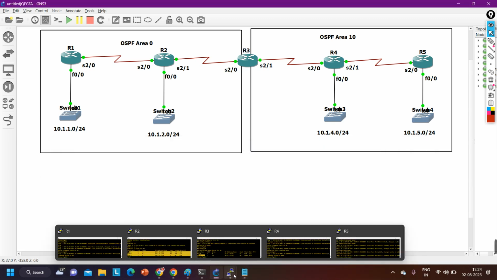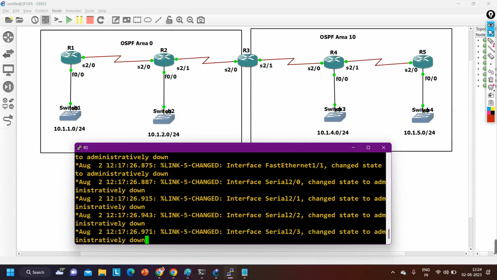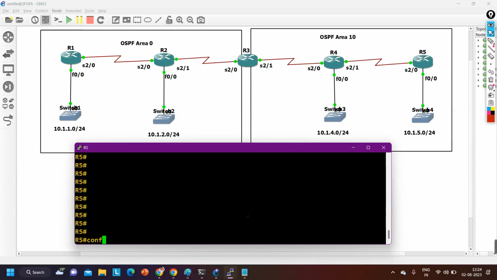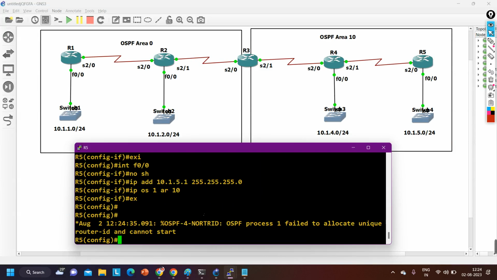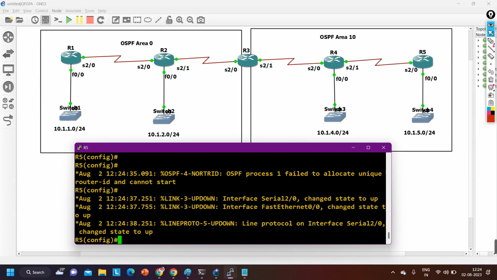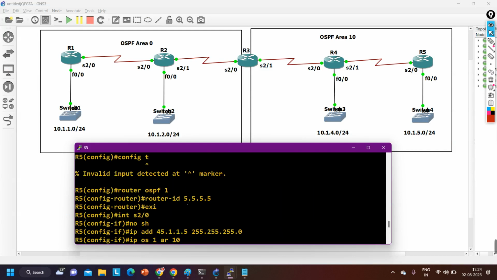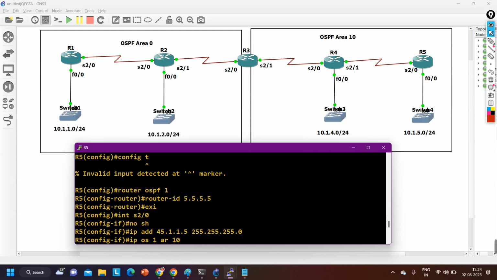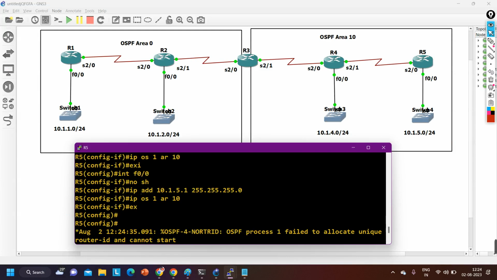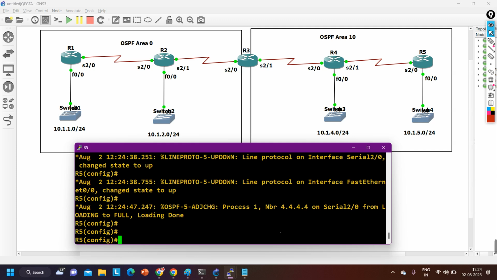Okay, let me paste it on R5. What happened here? Here I have some problem. No, I don't have any problem here.